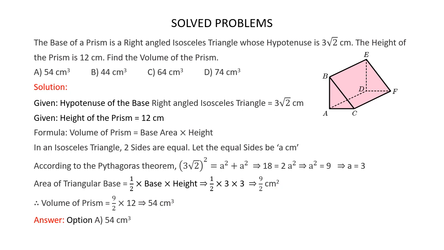Height of the prism is given as 12 centimeters. So substituting these values in the formula here, we get volume of the prism is equal to 9 by 2 multiplied by 12, which is 54 centimeter cubed. So the correct answer is option A, 54 centimeters cubed.